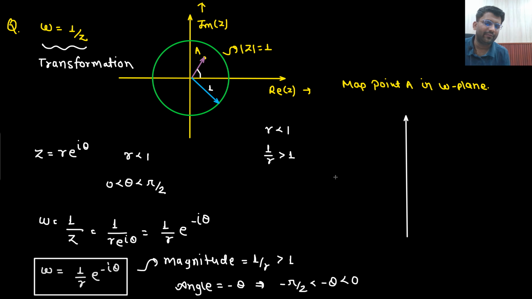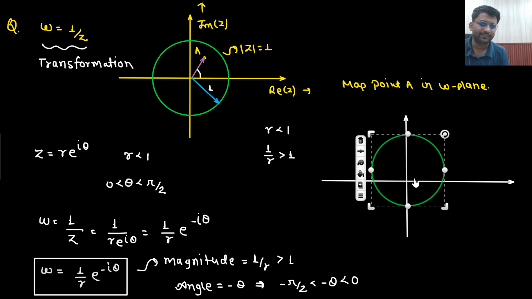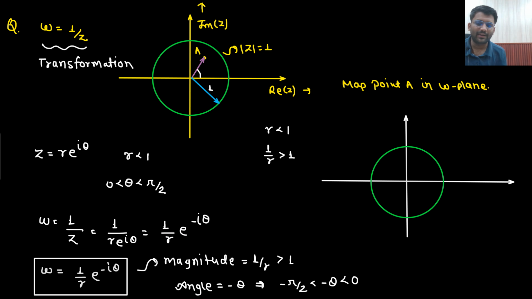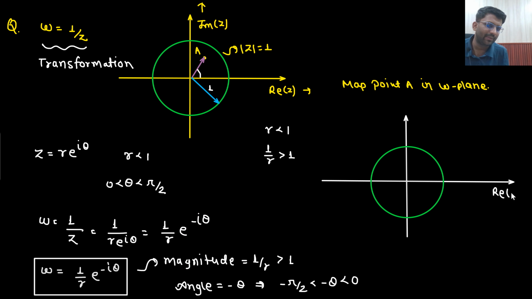So in the omega plane, first of all I will make the unity circle. This will represent the real part of omega. In the examination they will not write down uv. They will write down real part of omega and imaginary part of omega. So you know your number would be having a magnitude greater than 1, and the angle between minus pi by 2 to 0 degree. That means it would be somewhere here.